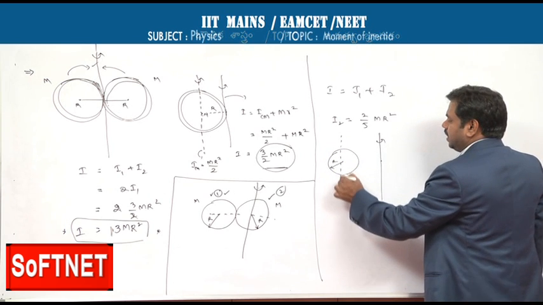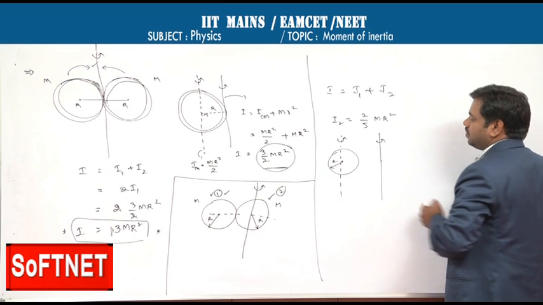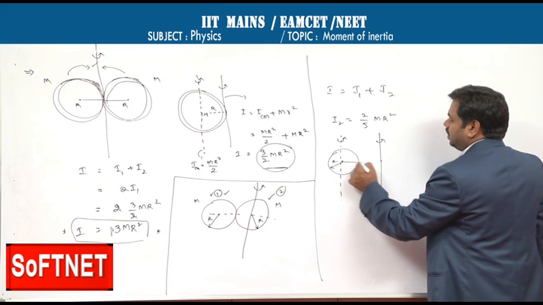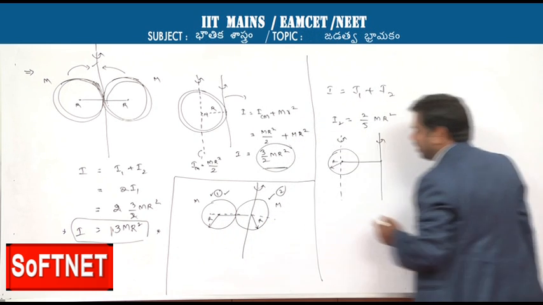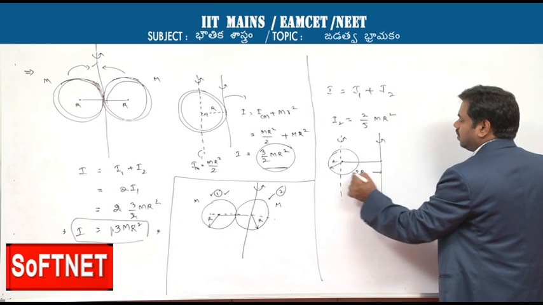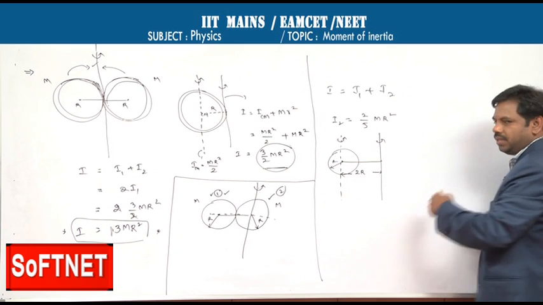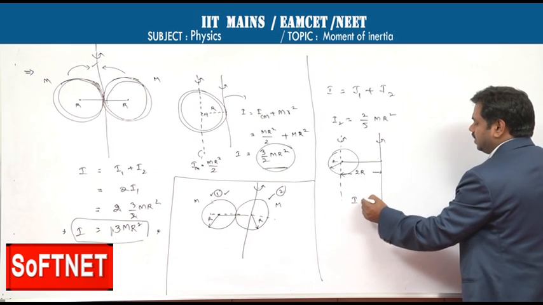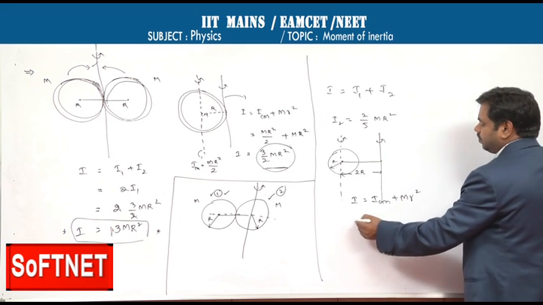With respect to the center of mass, if you take a parallel axis, now this distance will become, this is capital R, this is capital R. So total distance will become how much? 2R. Now the moment of inertia of this solid sphere about this axis, you will get I is equal to ICM plus mr square.